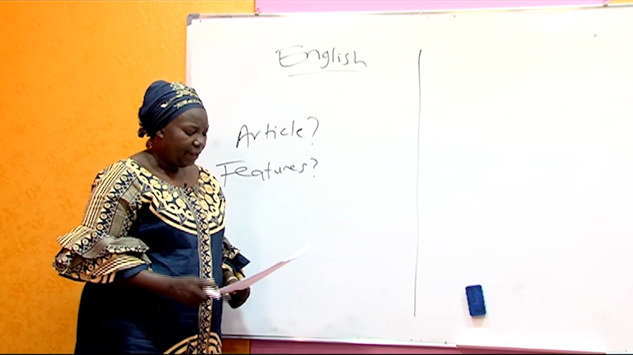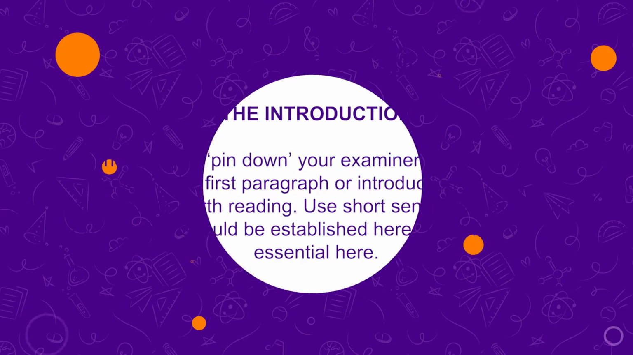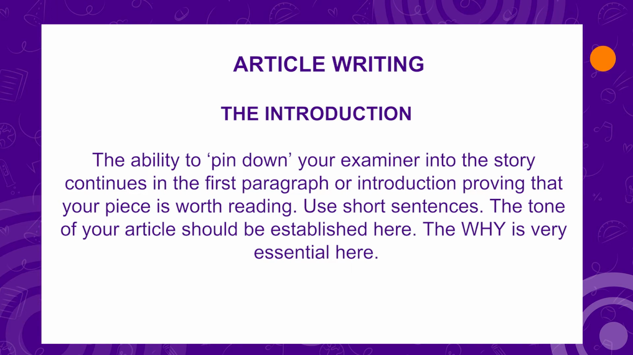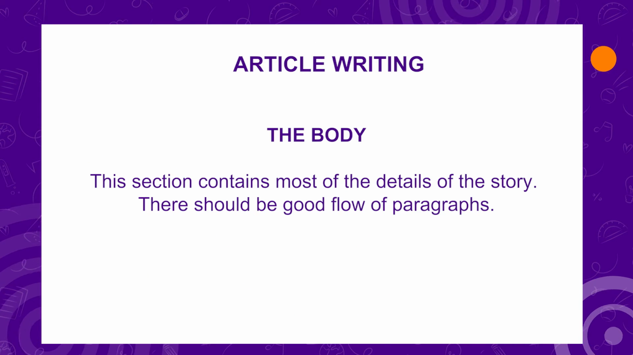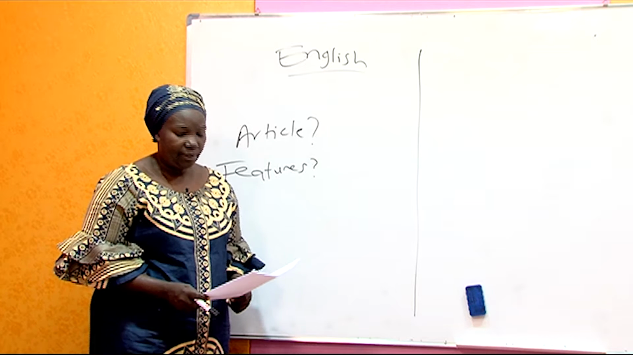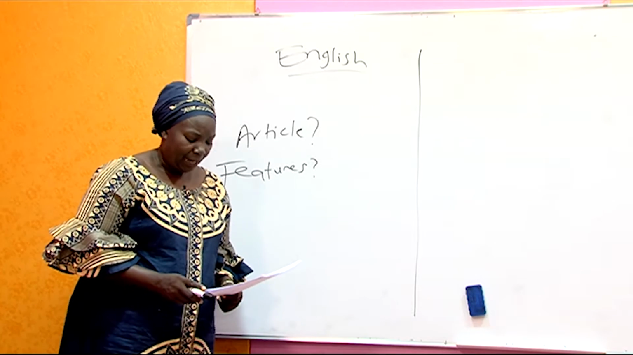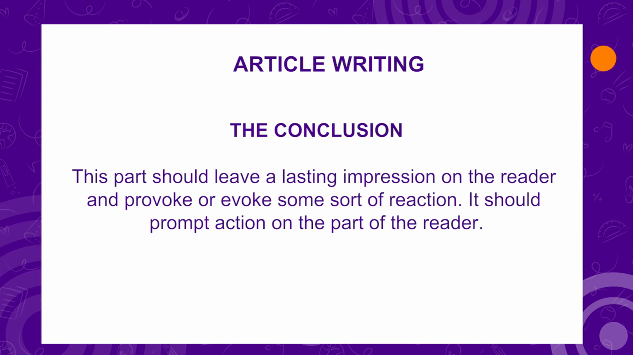The introduction. The ability to pin down your examiner into the story continues in the first paragraph or introduction, proving that your piece is worth reading. Use short sentences. The tone of your article should be established here. The why of your write-up is very essential. Now, the body. This section contains most of the details of the story. There should be good flow of paragraphs. Coming to the conclusion. This part should leave a lasting impression on the reader and evoke some sort of reaction. It should prompt action on the part of the reader.